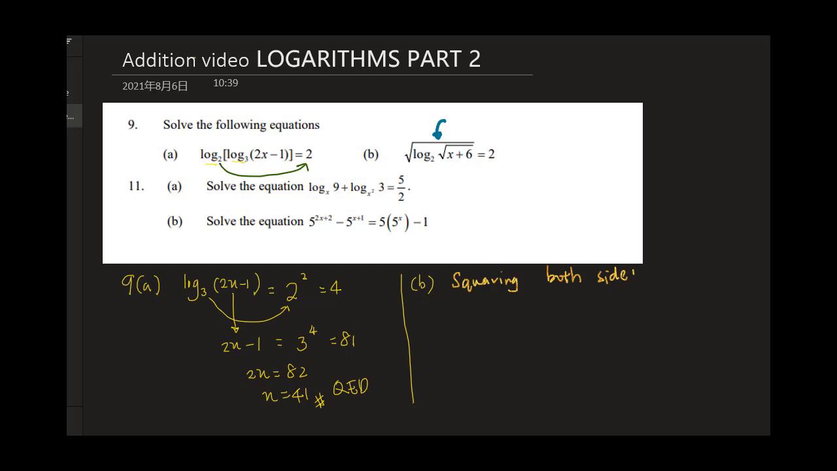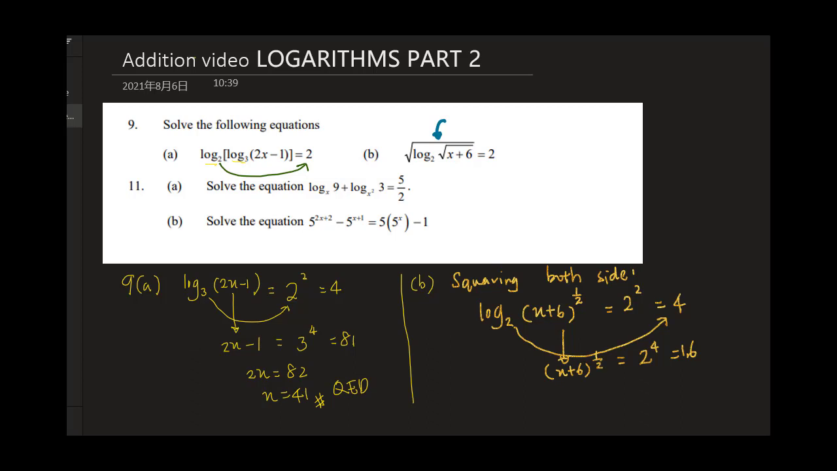So we should obtain log to the base 2 of x plus 6. As usual, I always make the power in rational form. On the right hand side, do not forget after you square it, you get 2 squared, which equals 4. Again, it comes back to a single log. Converting to the right hand side, 2 to the power of 4 is 16. So x plus 6 to the power of 1 over 2.